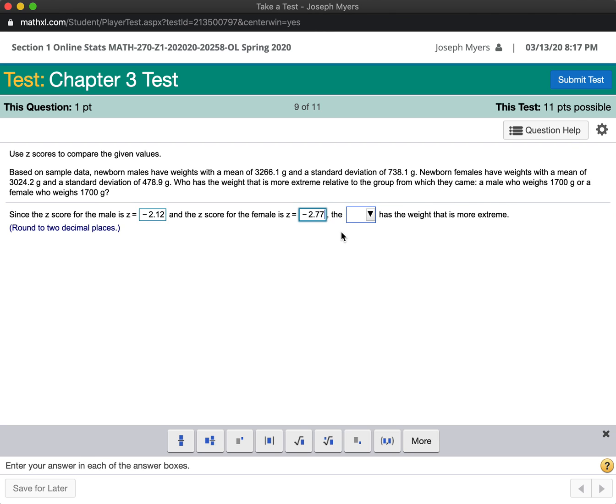And since negative 2.77 is further from 0, that is a more significant and more extreme value. So the female has a weight that is more extreme. And since these are both negative, that means they're both less than average. So this baby weighs less than average, and this baby weighs an even more significant amount less than average.